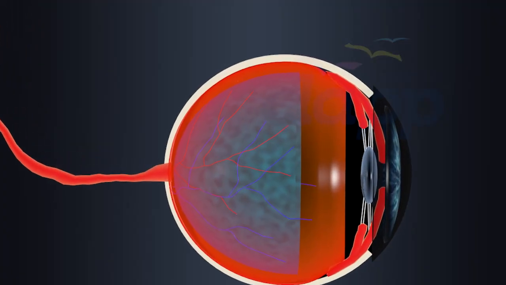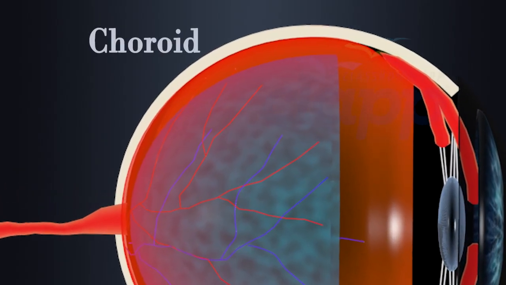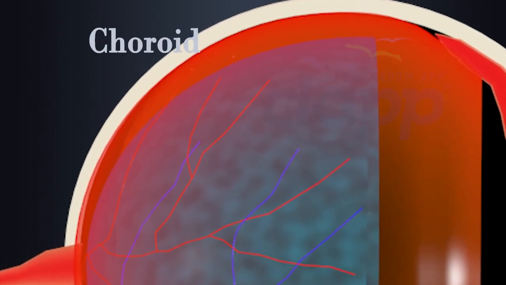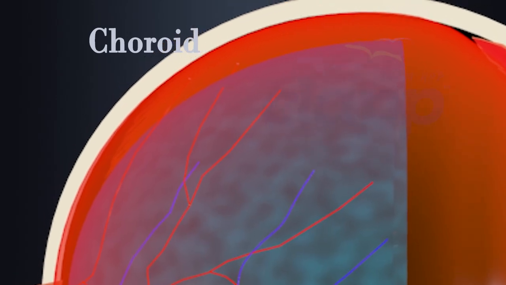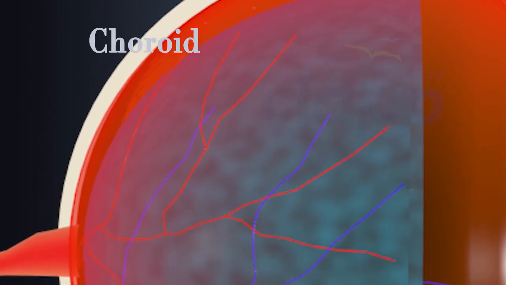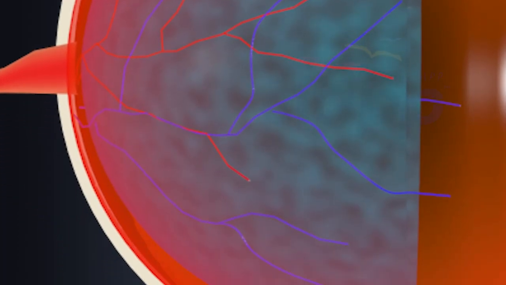Choroid. The choroid is a highly vascular layer of blood vessels located between the sclera and the retina. It supplies oxygen and nutrients to the retina and helps regulate the amount of light entering the eye. It has numerous blood vessels that deliver blood to the various structures of the eye, including retina.